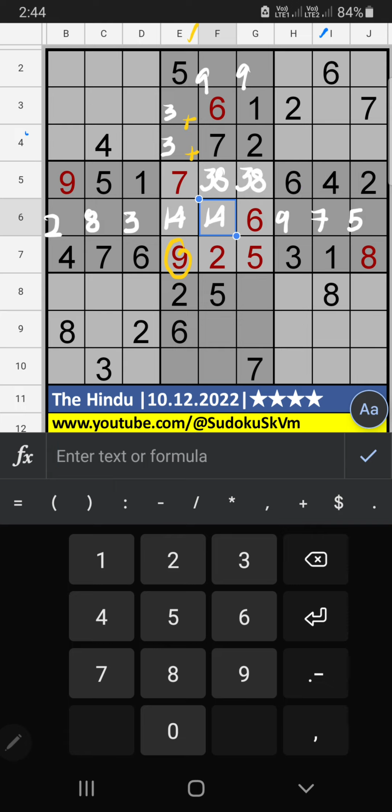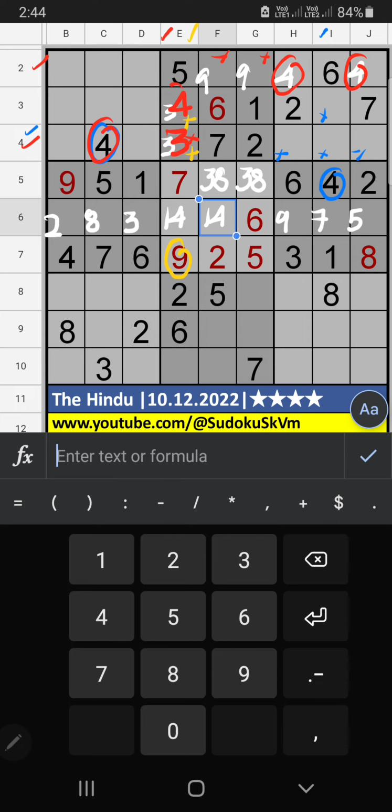Column I, 4th row, we have 4. So 4 can't come in these cells. Then 4 will come in one of the cells. We will confirm later. Second row, 4th row, we have 4. So 4 can't come in these cells. Then 4 is confirmed here. Then we can confirm 3 also here.